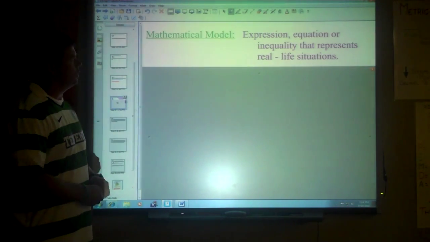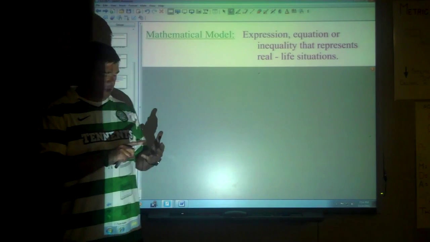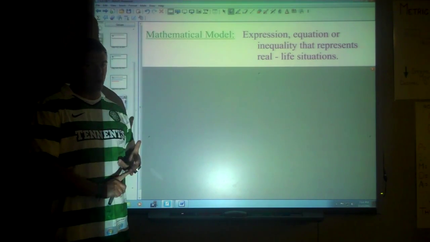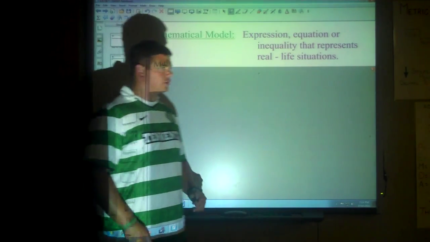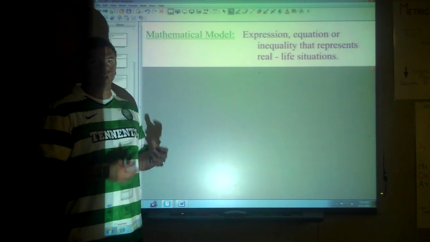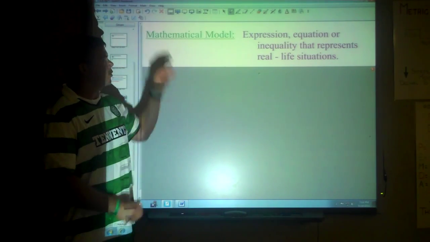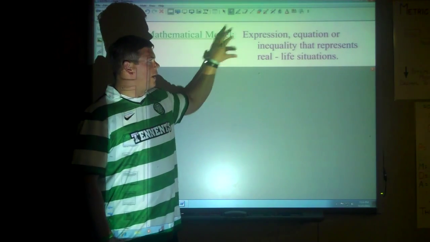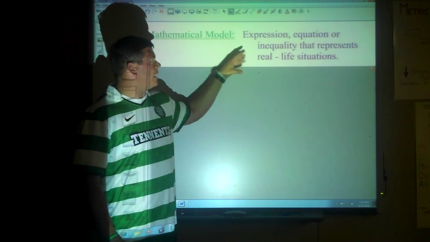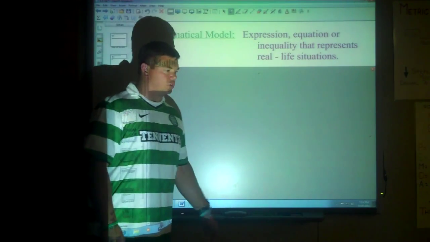A mathematical model. So we've been dealing with expressions, equations and inequalities. Now we would like to apply them to real-life situations. We've had a number of formulas that can be used for those situations. The mathematical model is a way of helping us express that problem in an algebraic way, whether that be an expression, equation, or an inequality, but it must represent the real-life situation.